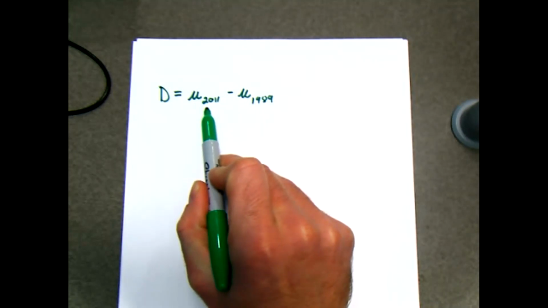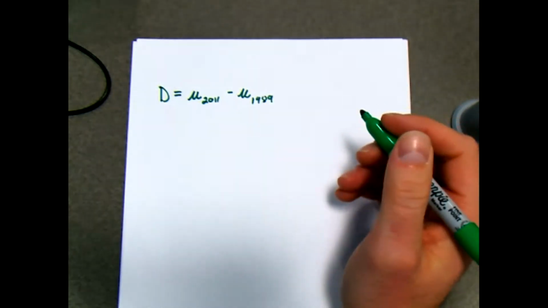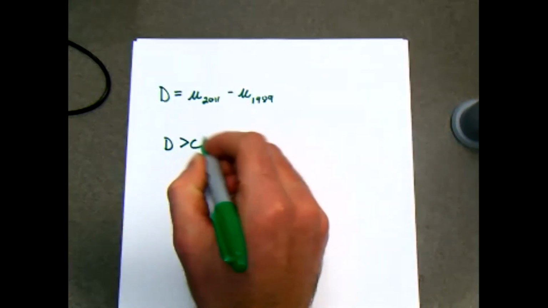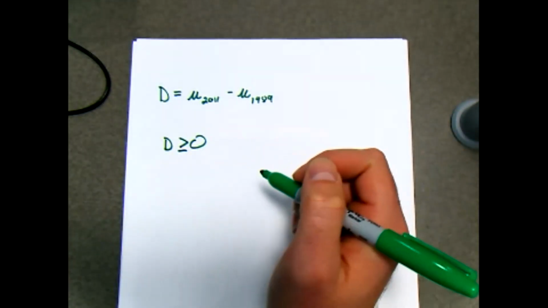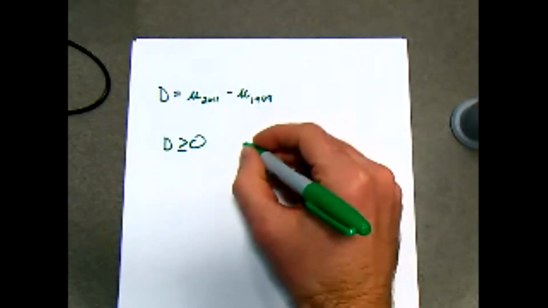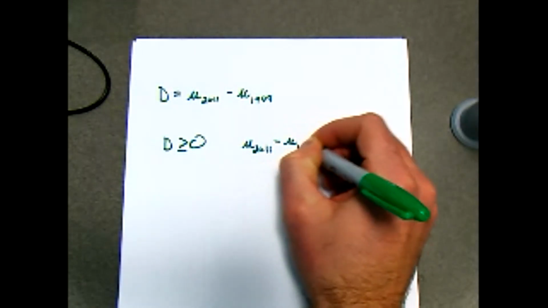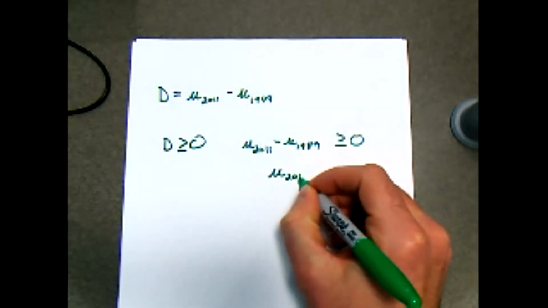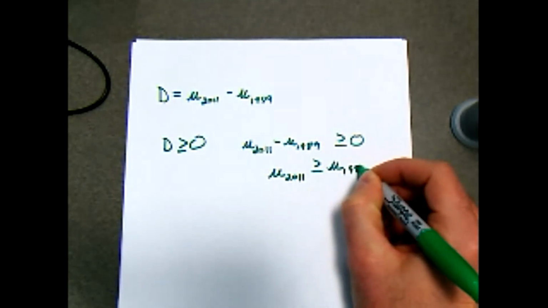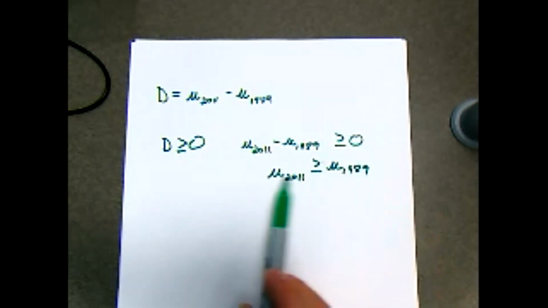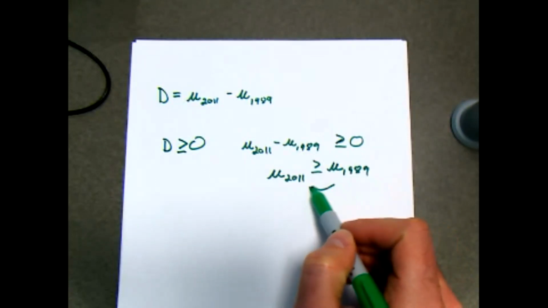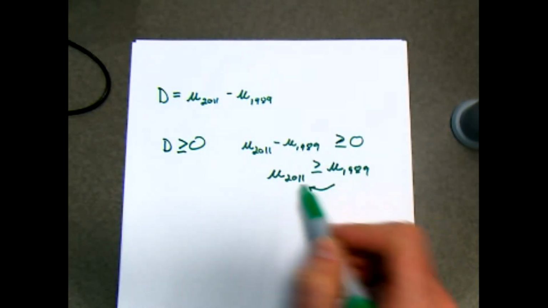If we set it up as the newer time period minus the old, we've got different hypotheses that we could test. The first could be that we assume this difference is greater than or equal to zero. What that implies, with a little bit of algebra, adding the mean from 1989 to both sides, is that 2011, the newer time period, is greater than the older time period. If we say this is greater than zero, we're thinking about whether tropical storms have increased. Has that mean gotten larger?